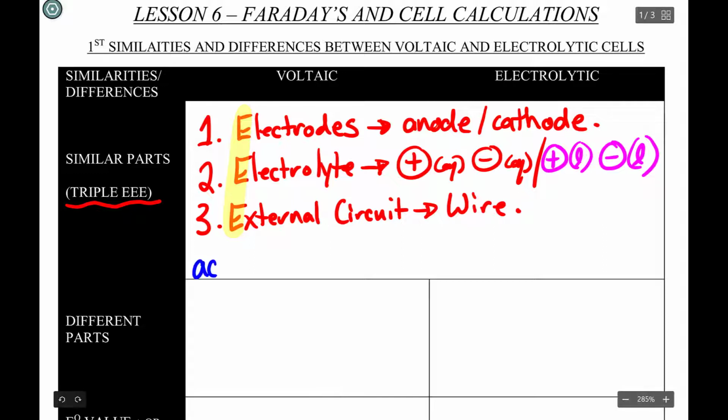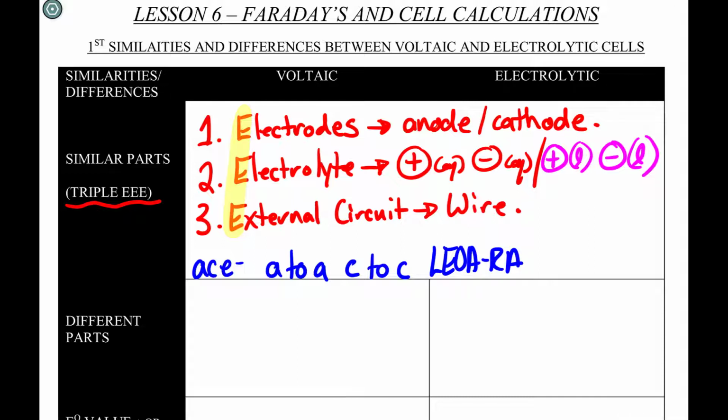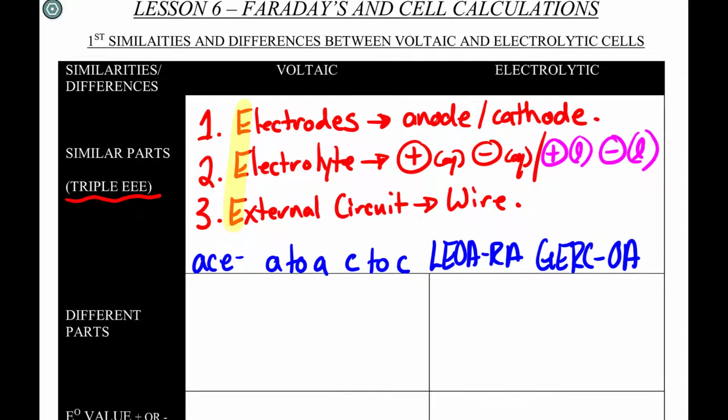So for instance, ACE, anode to cathode, move electrons. A to A, anions move to anode. C to C, cations move to cathode. LEO RA, loss of electrons is oxidation at the anode. This is where the reducing agent reacts. And gain of electrons, reduction, cathode. OA, we gain electrons and undergo reduction at the cathode. The substance that does this is the oxidizing agent. So those are the things that voltaic and electrolytic cells have in common with one another.